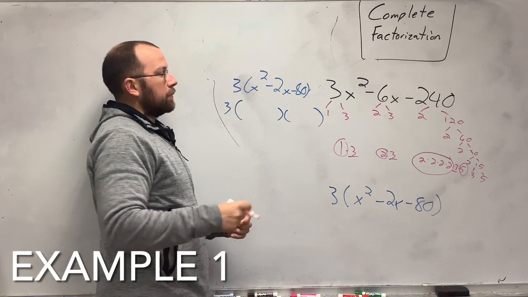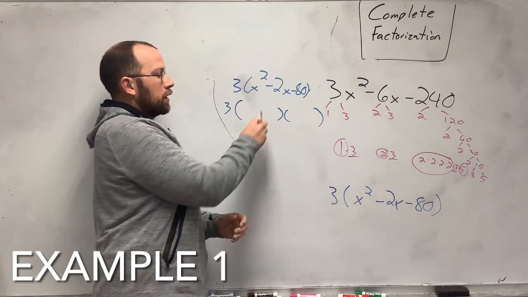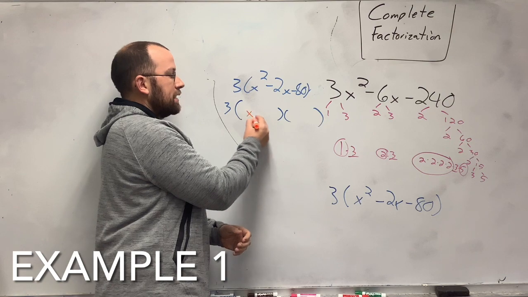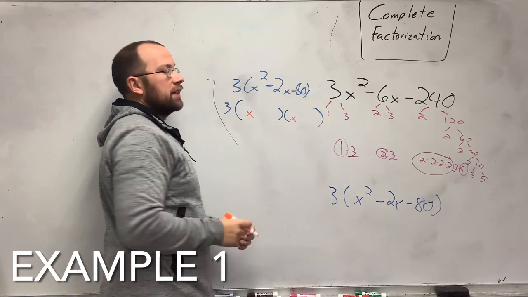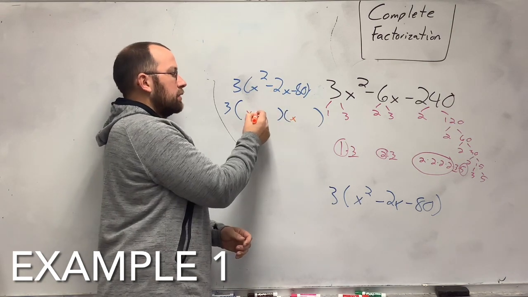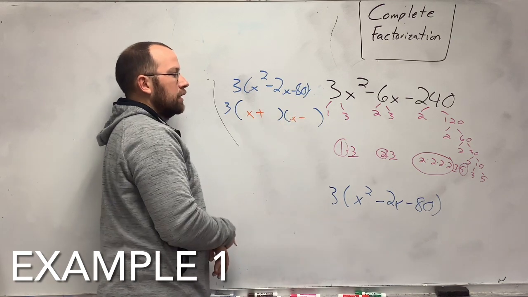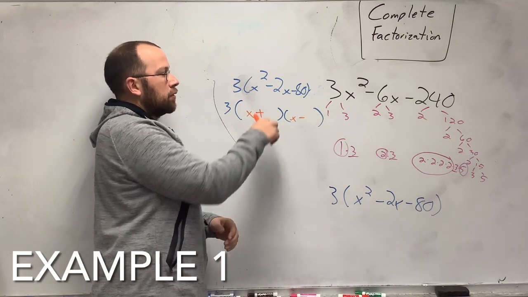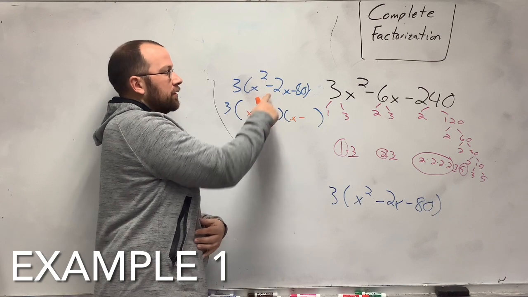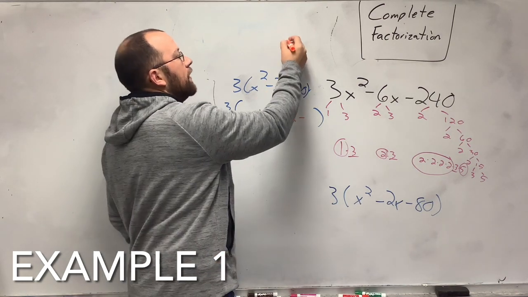The next step is I need to find out what goes inside. So I know an x and an x are going to go there. I have a negative in the back and a negative in the middle. That means I'm having a positive and a negative. My bigger number is going to be negative. So now I need the factors of 80.